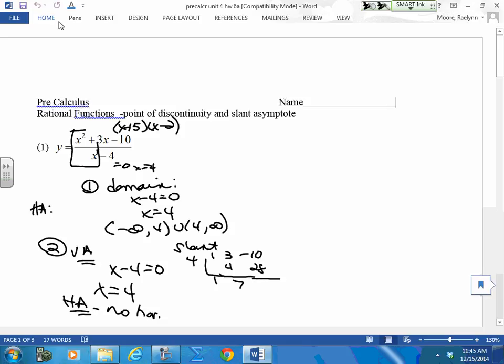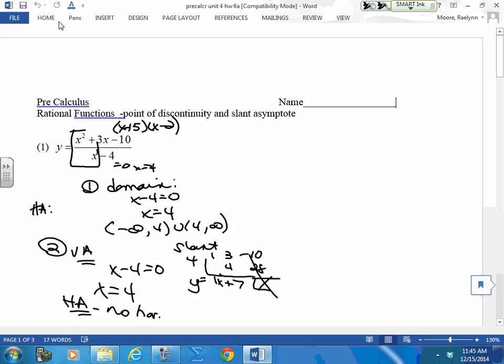You don't care about your remainder. The remainder I don't care about. What I do care about is the front part. And this is how easy it is. X2 over x1 is giving me an x. There's my equation of my slant asymptote.